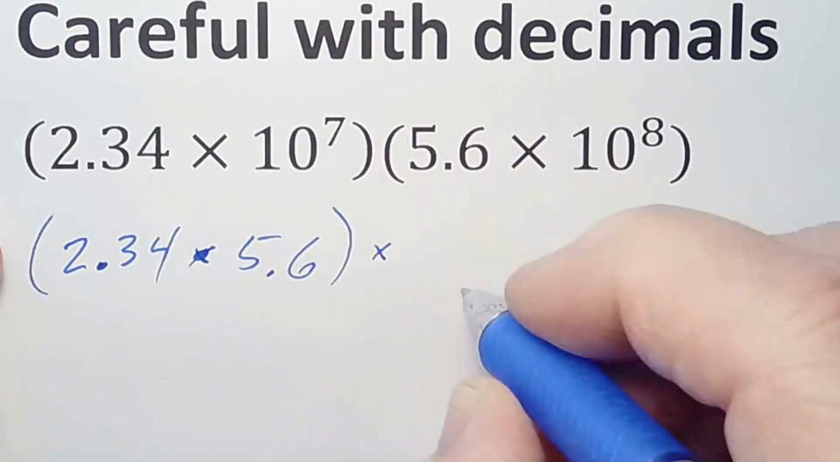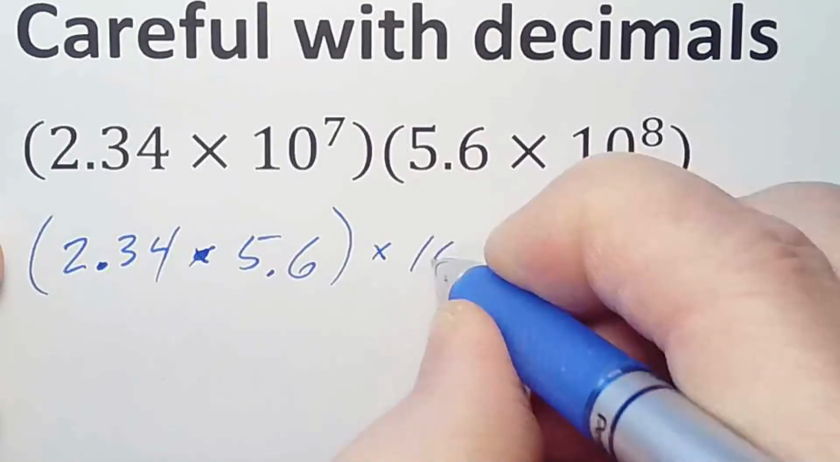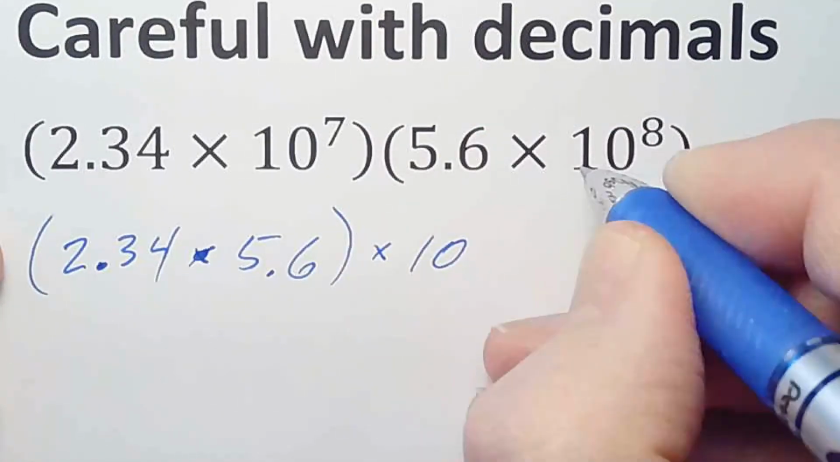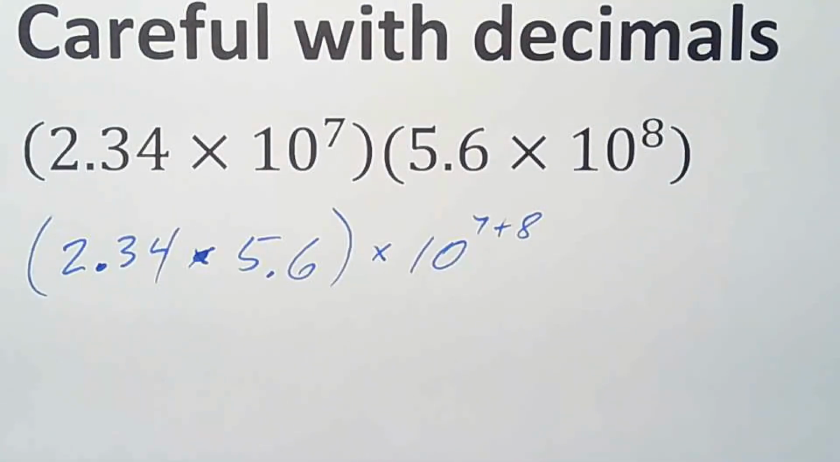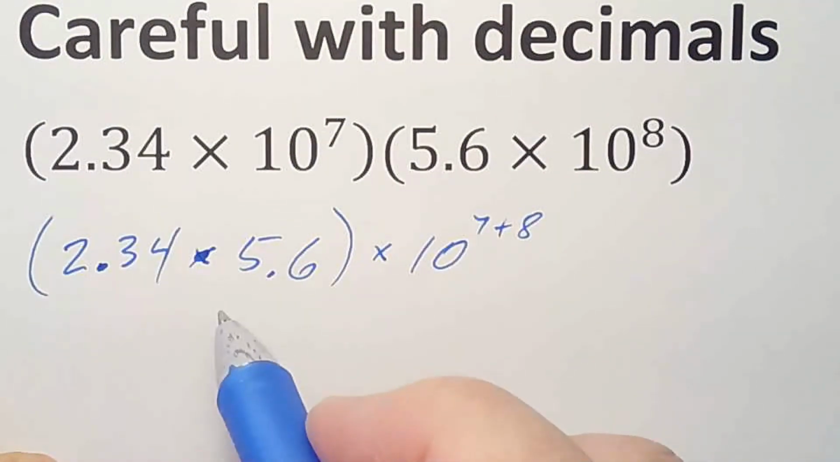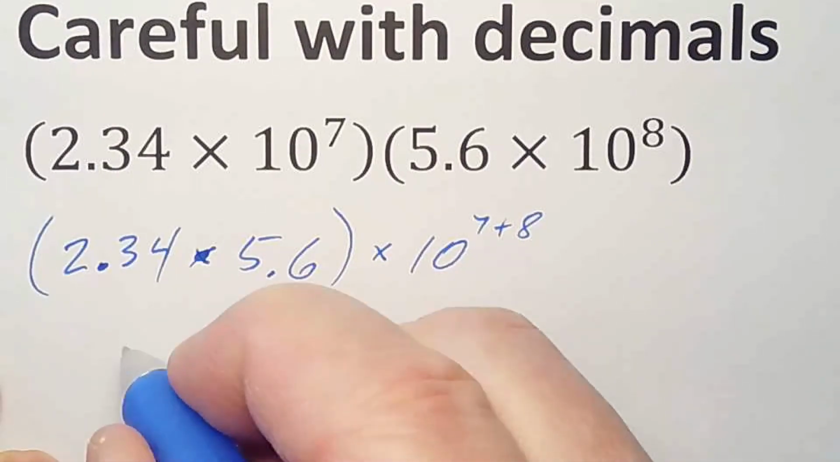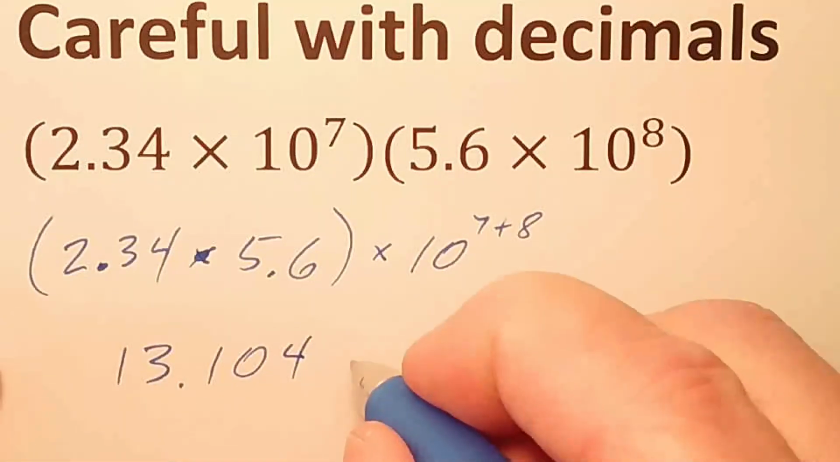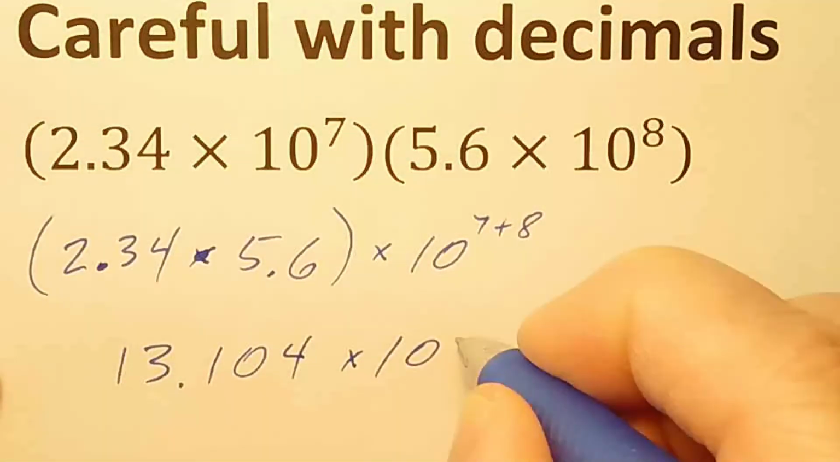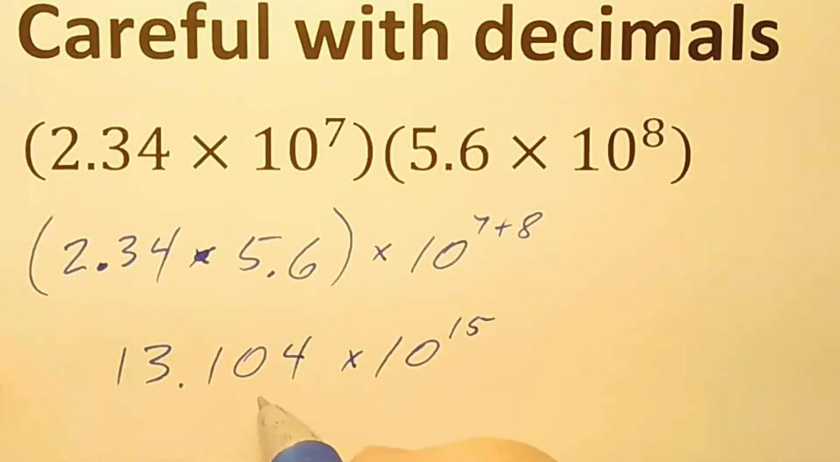But whatever you do, just be careful. And then this is 10 to the 7 plus 8. Now, if I multiply that out, 2.34 times 5.6 is 13.104, times 10 to the 15th. Just to be clear, I didn't do that one in my head.